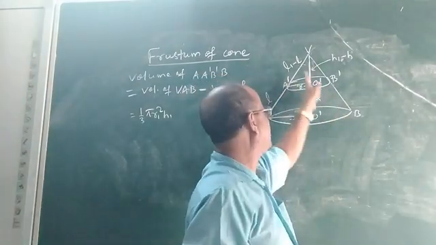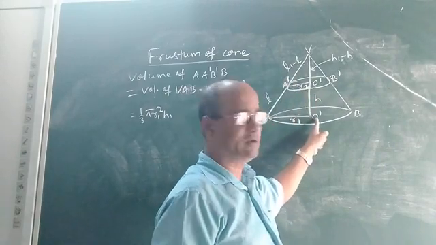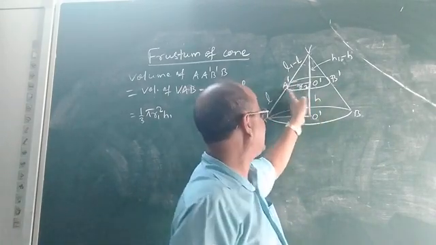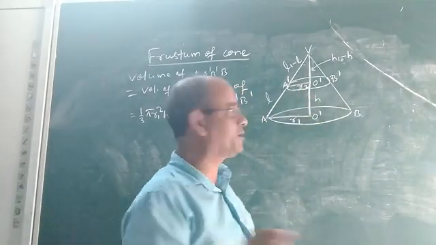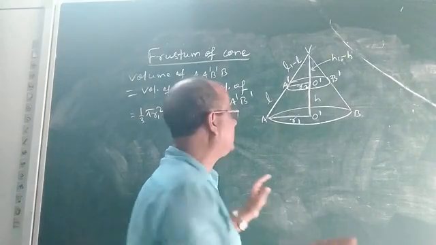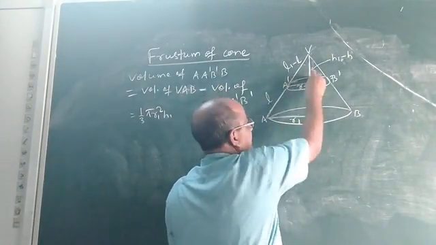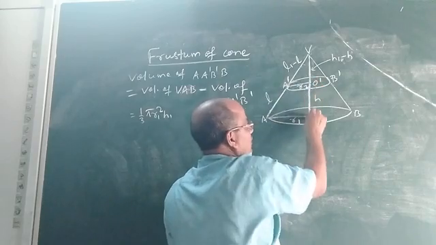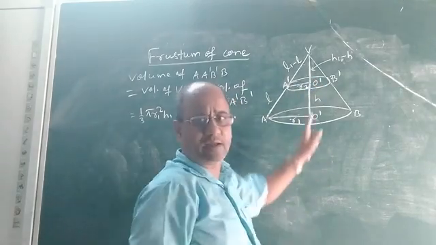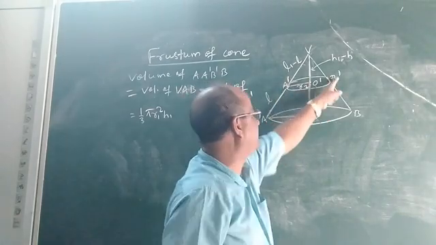VAB is a cone. From this cone, if a plane is cut parallel to the base of the given cone, then the resulting solid is known as a frustum of a cone. That means A'B' is a frustum of a cone. Suppose its slant height is L and its height is O'O, that is H. Now how to find the volume of this frustum of a cone?